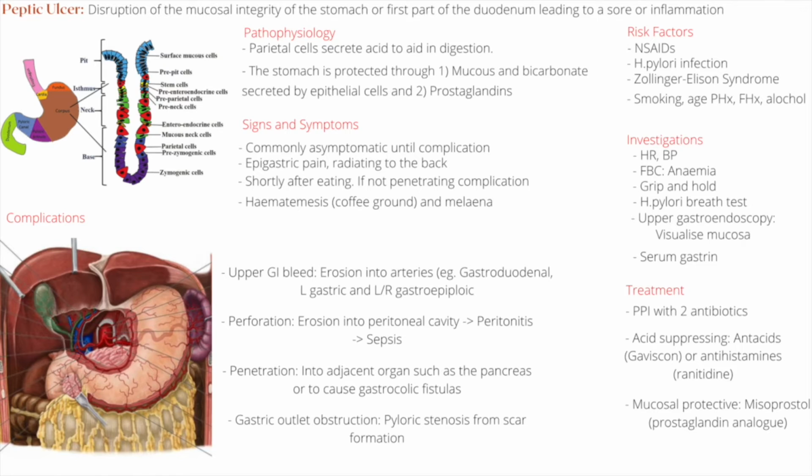This video is on peptic ulcers. Peptic ulcers are a sore resulting from the disruption of the mucosal integrity of the stomach or the first part of the duodenum. To understand how this occurs, let's first examine mucosal integrity.